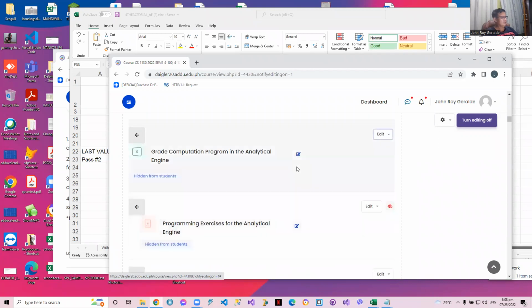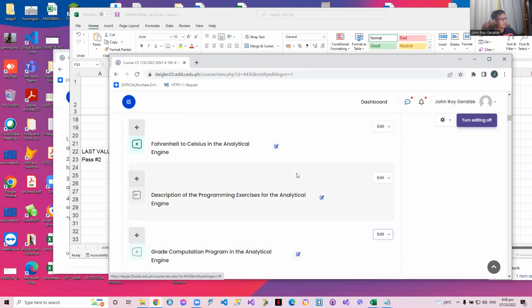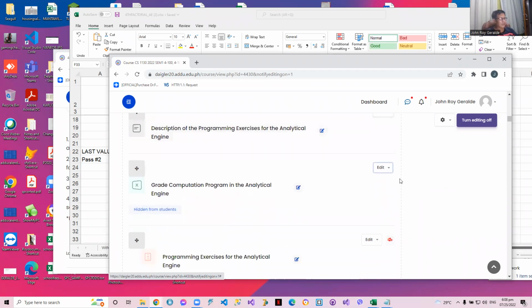Grade computation program pala, no? We have another example. I'll just show you this.